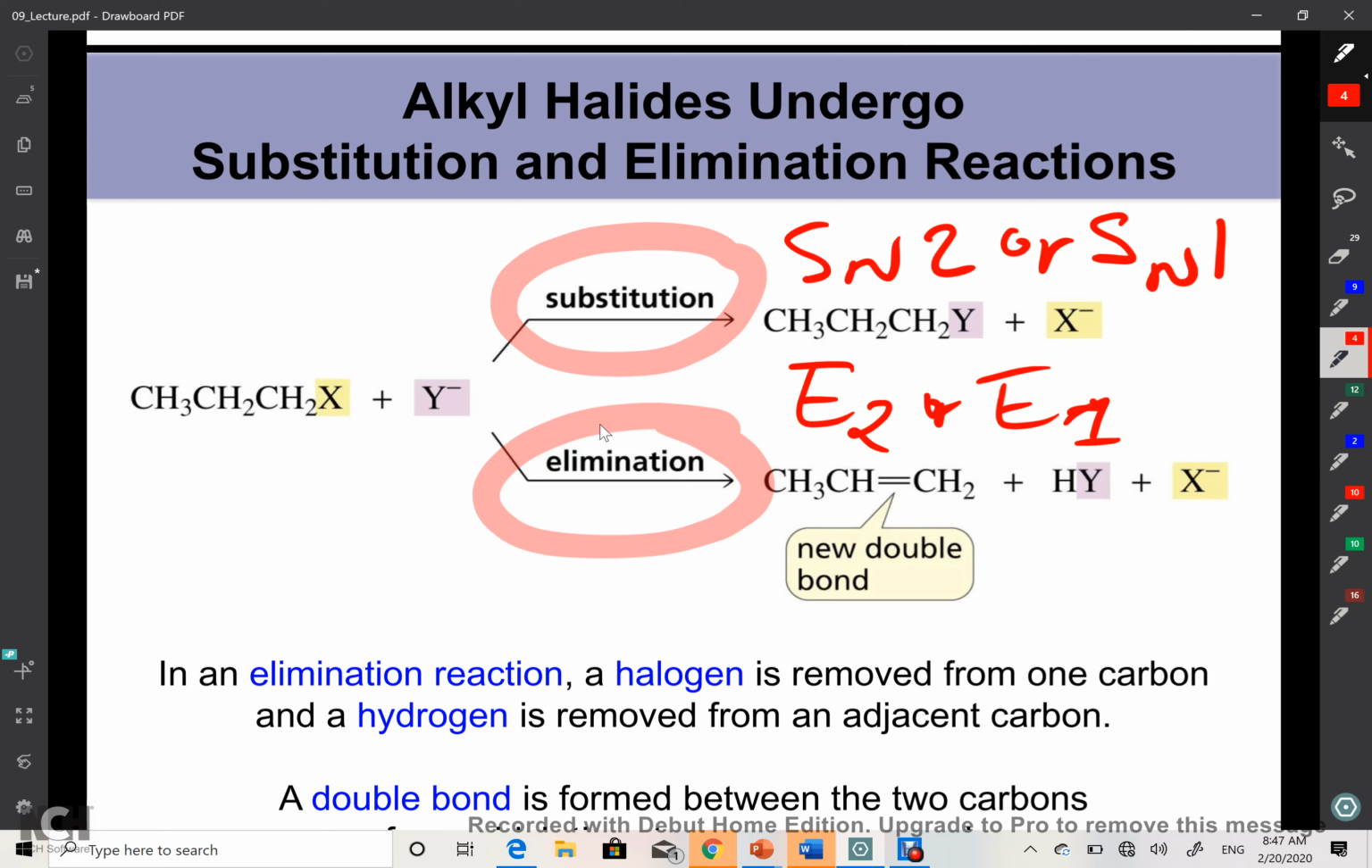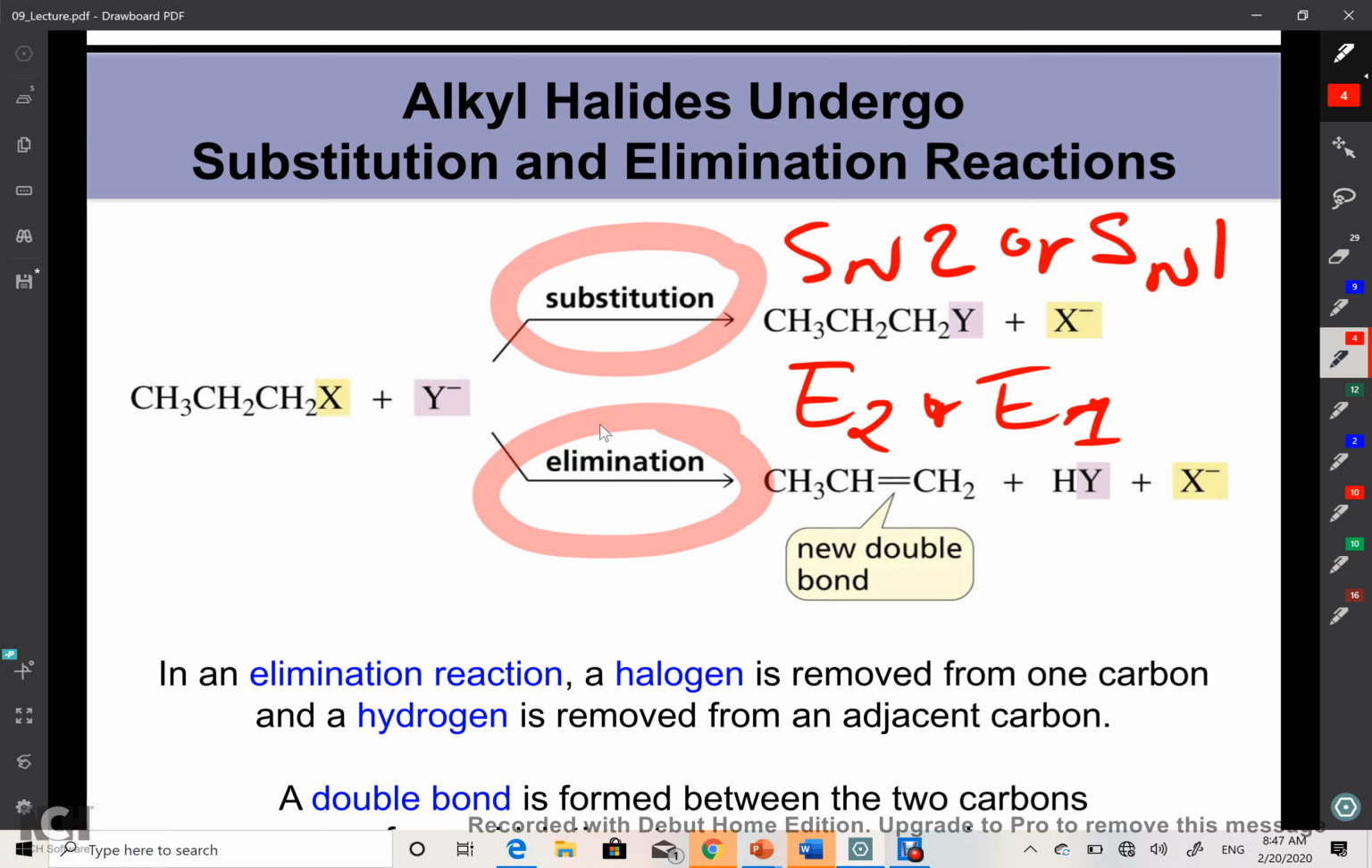So what's the problem? What do you think can be the problem? Look at this guy. It's the same guy. The same guy can go substitution, can go elimination. What will be the problem? There will be a competition. Does that make sense? There will be a competition. We need to decide what will go. Will he go through as a substitution, or will he go through an elimination?